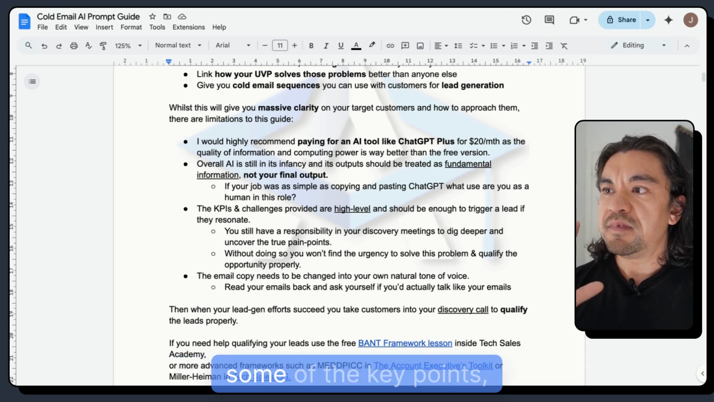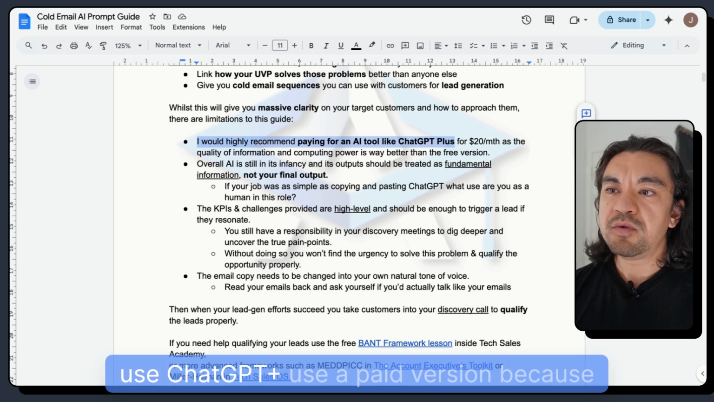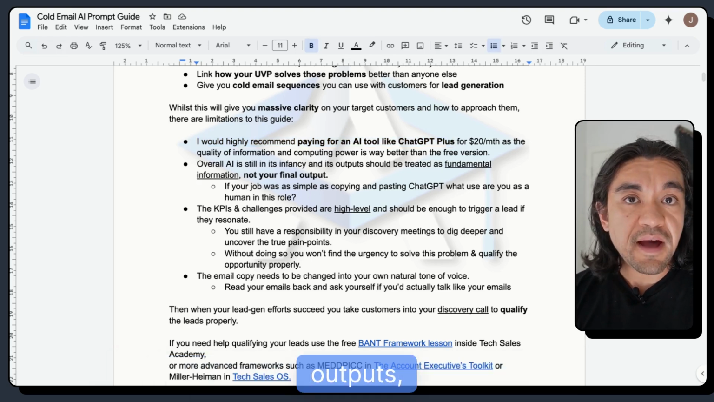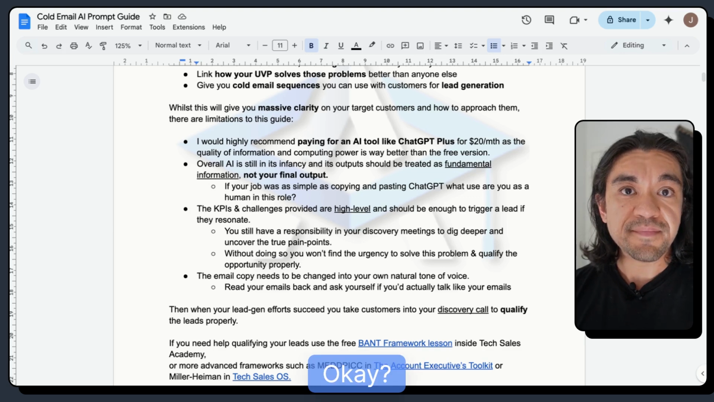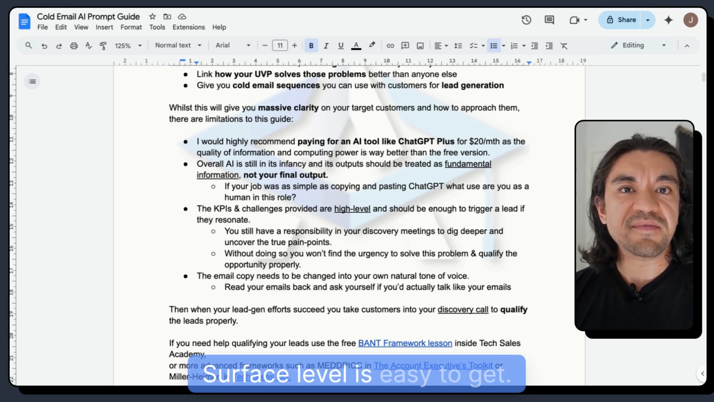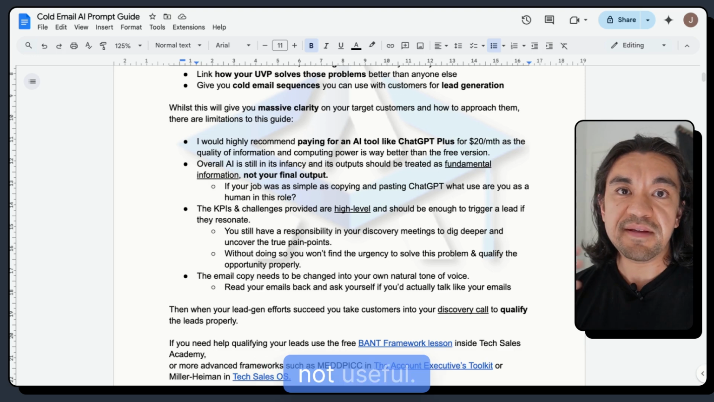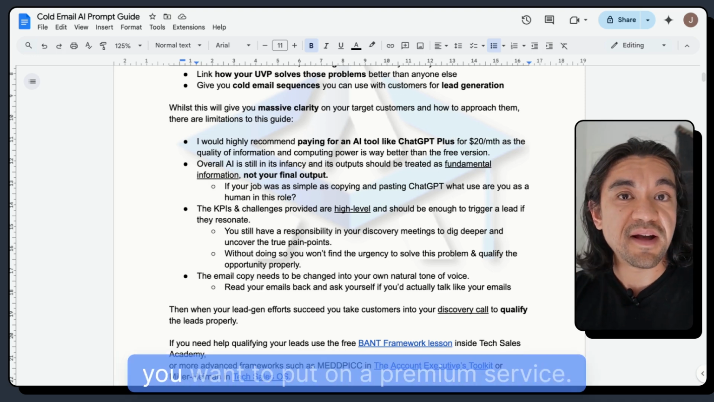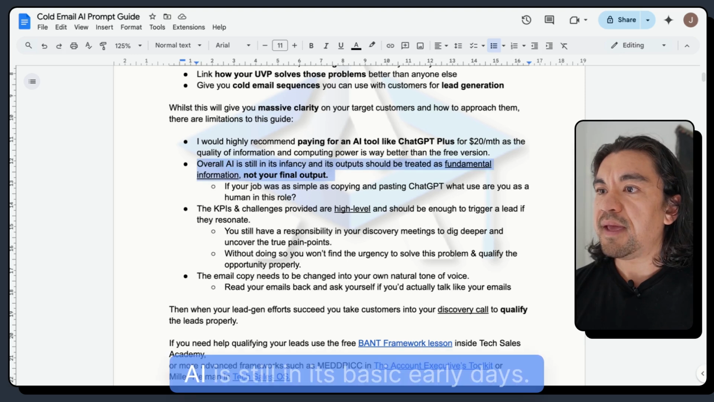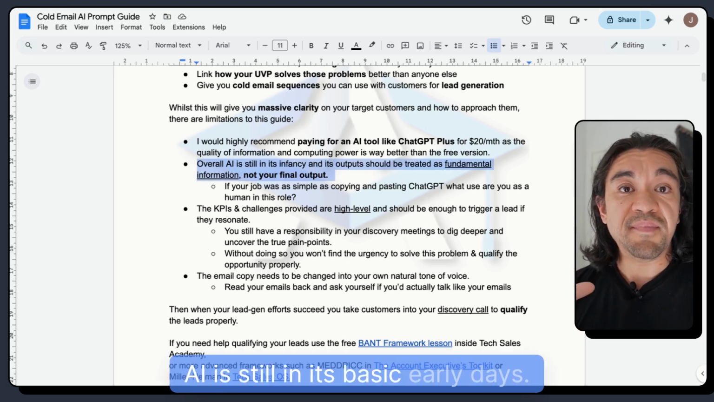Look, some of the key points, limitations: use ChatGPT Plus, use a paid version because you are going to get better quality outputs, better quality information, okay? Generic stuff, you know, we don't want surface level. Surface level is easy to get, right? Cheap is free, not useful when you are selling a premium product, you want to put on a premium service, okay? Overall, AI is still in its basic early days.